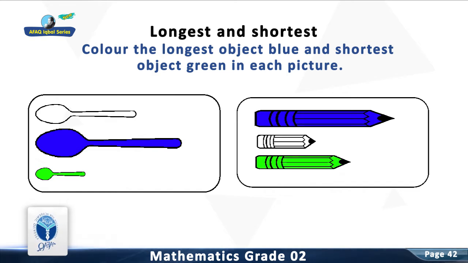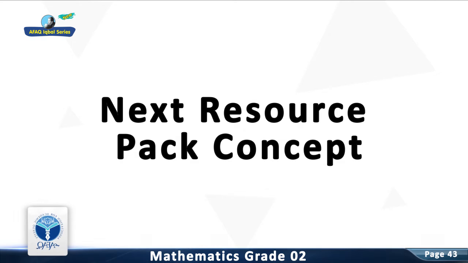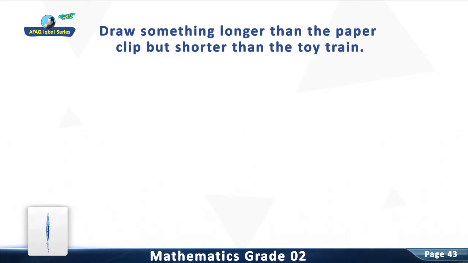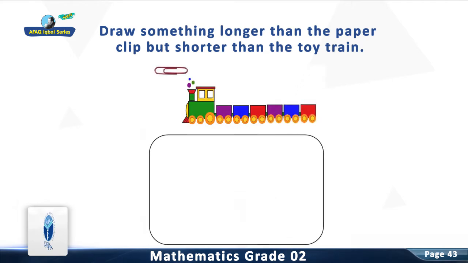Good. The first pencil is longest. Color it blue. Good. And the second pencil is shortest. Color it green. Good. Now we move to the next resource pack concept. Draw something longer than the paper clip but shorter than the toy train.